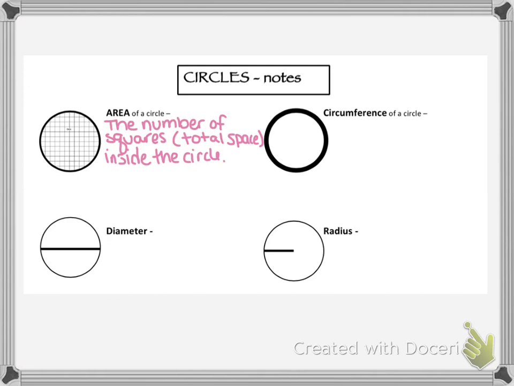And when we talk about circumference, circumference is the distance around the circle. So it's another word for perimeter.